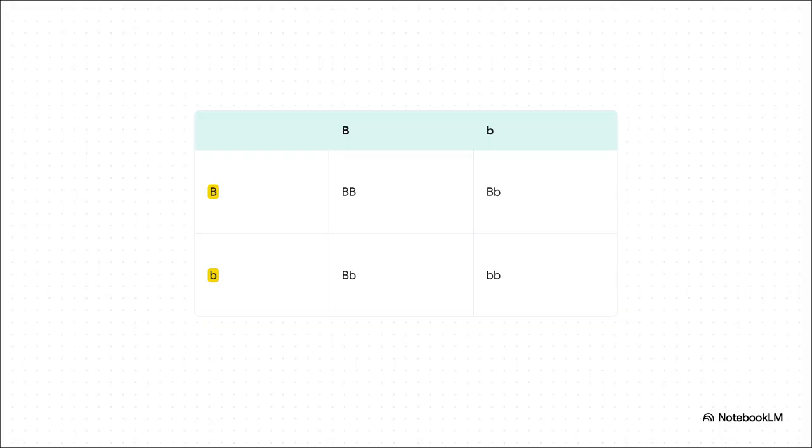And here is a classic example you will definitely see. We're crossing 2 heterozygous parents. Both are big B, little b. Now look at the results. The genotypic ratio, that's the actual letter combination of the genes, is 1 BB to 2 Bb to 1 bb. But the phenotypic ratio, what you can actually see, is 3 dominant to 1 recessive. Why? Because that dominant B allele masks the recessive b whenever it's present.